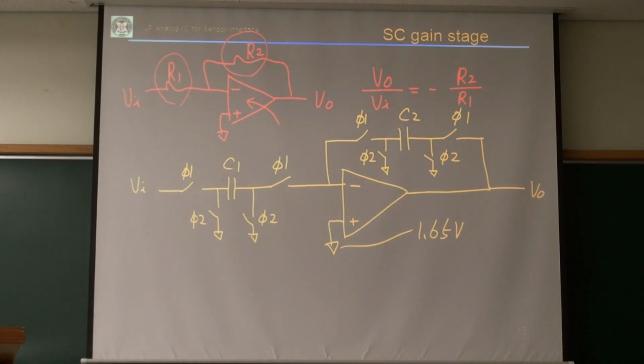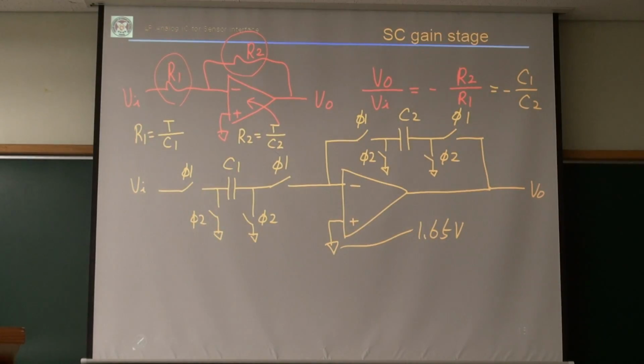Here, my equivalent R1 is T over C1. My equivalent R2 is T over C2. Then my voltage gain will be just C1 over C2. That will be my voltage gain of this amplifier.